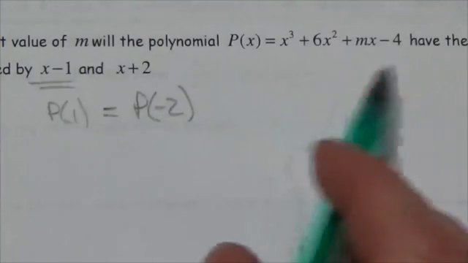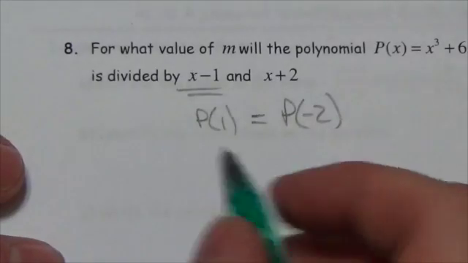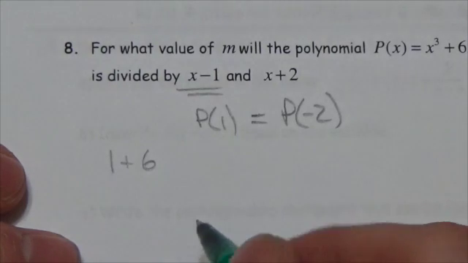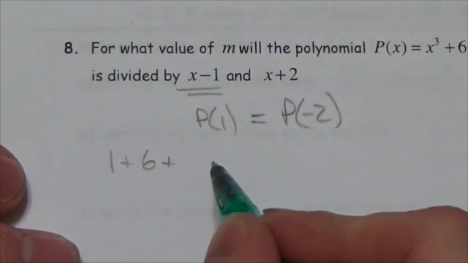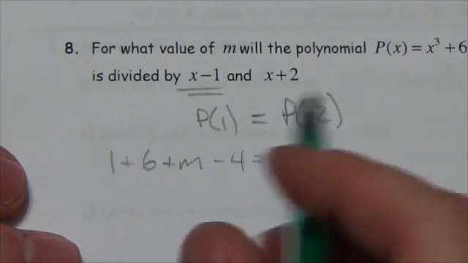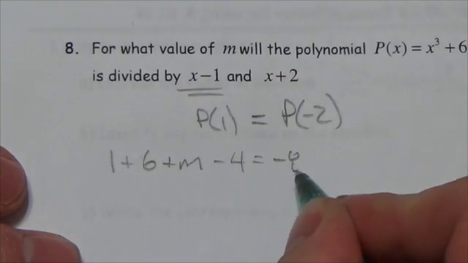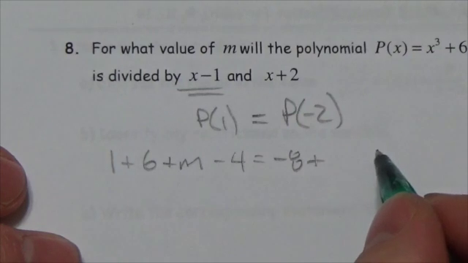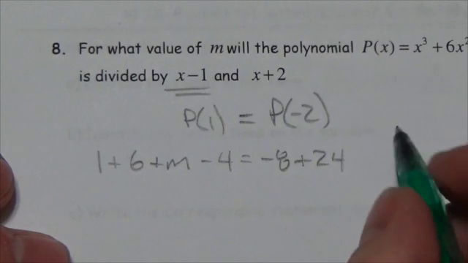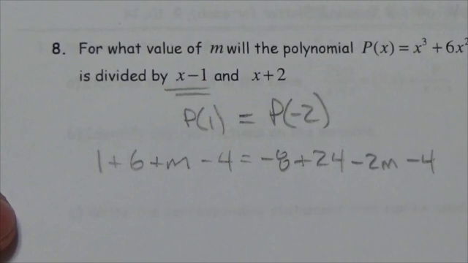Now here's my polynomial right here. Okay, so now I'm just going to plug 1 into that. Now 1 cubed is just going to be 1. 1 squared is 1 times 6 is 6. M times 1 is just going to be m, and then negative 4 is, well, just negative 4. I'm not doing anything with that. Plug negative 2 into that. Now negative 2 cubed is going to be negative 8. Negative 2 squared will be positive 4 times 6 is 24. M times negative 2 is going to be negative 2m, and then minus 4.